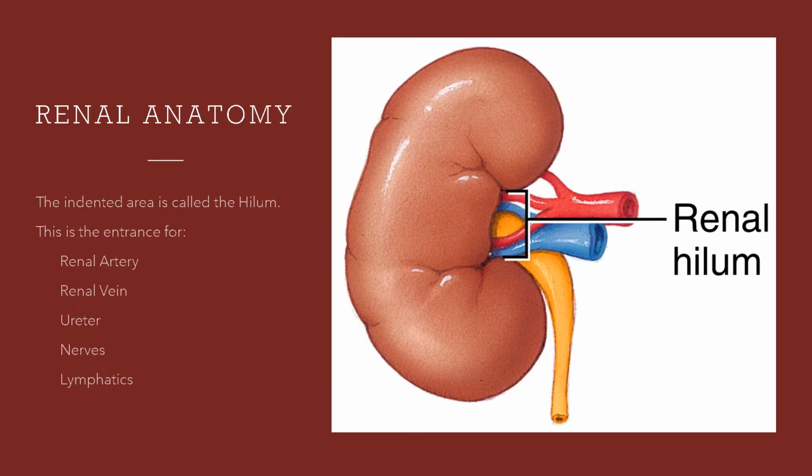There is a concave medial border of each kidney that faces the vertebral column. And near the center of the concave border, we have an indentation that we call the renal hilum. The renal hilum is where the ureter emerges, along with blood vessels, the renal artery and the renal vein. We also have nerves and lymphatic vessels that emerge from the kidney in this location.